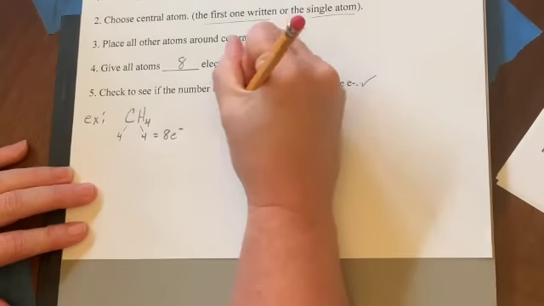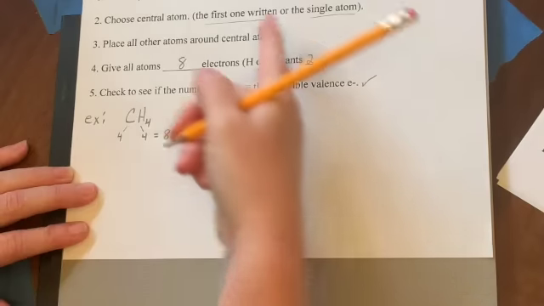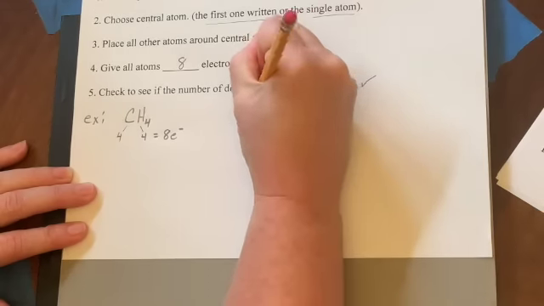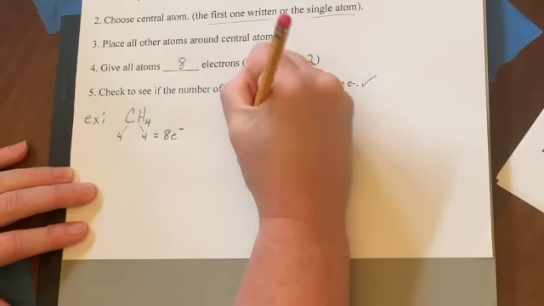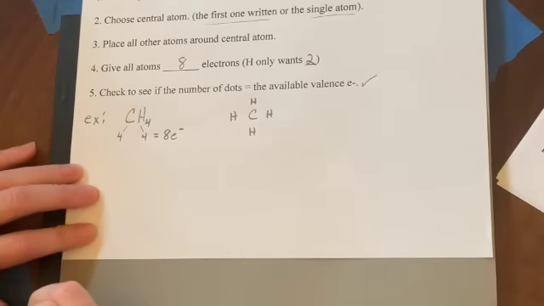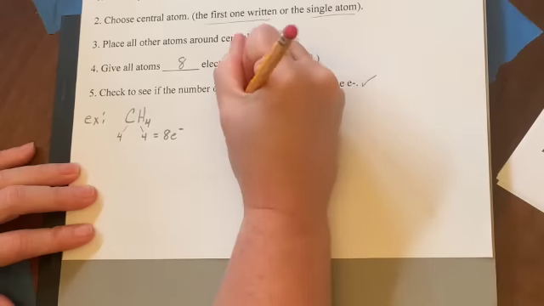So I am going to write my central atom. I'm then going to place all of my other atoms around that central atom. So I have 4 hydrogens. I'm just going to choose that there's 4 sides. Don't worry about actual geometric shapes at this point. We are going to talk about that. I'm then going to place my dots around.